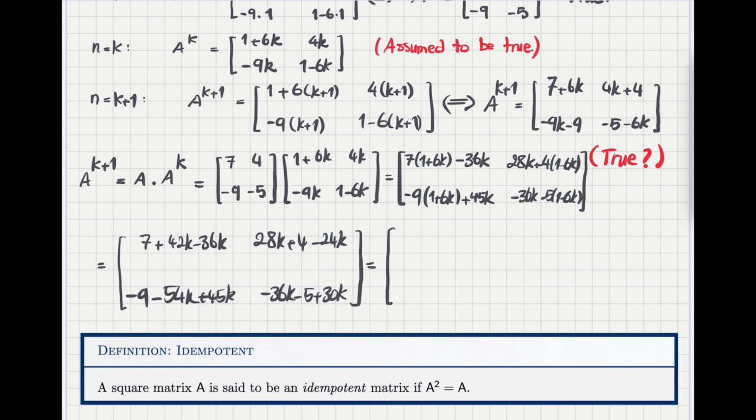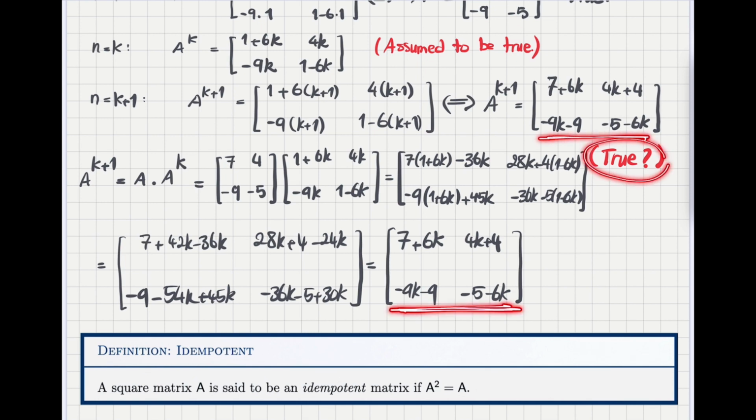Here you see that I have 7, and these two can be simplified to 6k, so it becomes 7 plus 6k. Here this one and that one becomes 4k, and I have a positive 4. Then here minus 9, and this one and that one is also minus 9k, so it becomes minus 9k minus 9, and the other one is minus 5 minus 6k. If you compare this with the one we are supposed to show is true, you see everything matches, and this means that this is a proof for this.